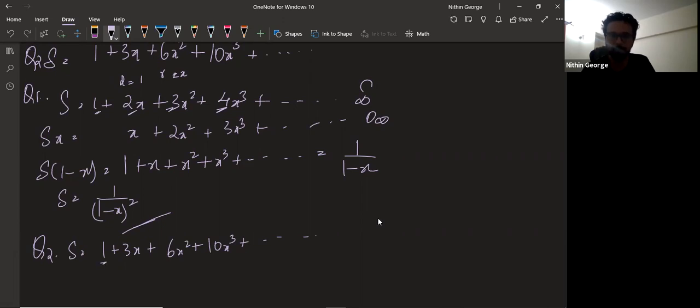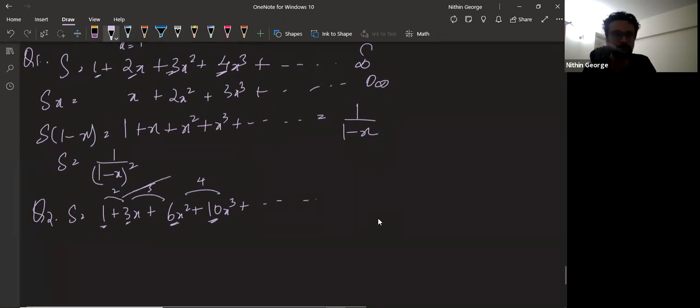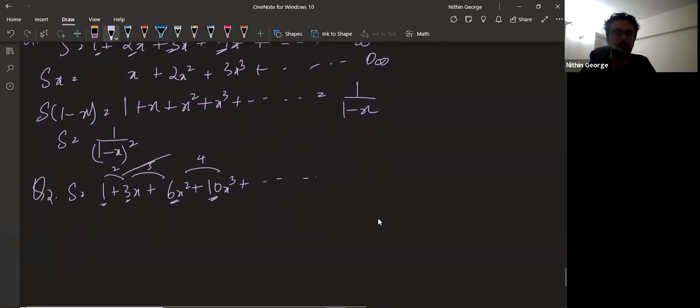So you don't see an AP here. But you do notice one thing. The common difference between the adjacent terms: this will be 2, this will be 3, this will be 4. The common difference is an AP. How do you take care of that? For that, you simply again multiply by the common ratio, x.